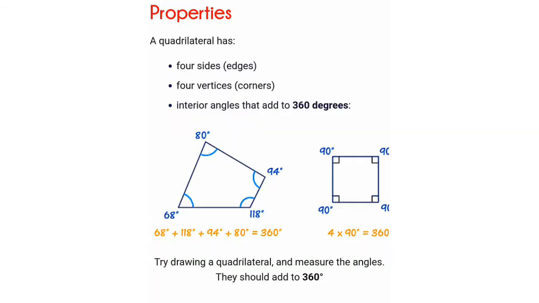The properties of a quadrilateral are: a quadrilateral has four sides, four vertices (vertices mean corners), and four interior angles. Interior angle means the angle that is inside the shape, and the sum of these angles equals 360 degrees. Interior angles that add to 360 degrees.